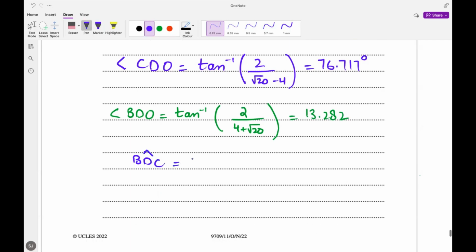So BDC will be 76.717 minus 13.282. So 76.717 minus 13.282 will be equal to 63.435. So the angle BDC will be equal to 63.435. And as we have to give our answer for angles to one decimal place, the final answer will be 63.4 degrees.